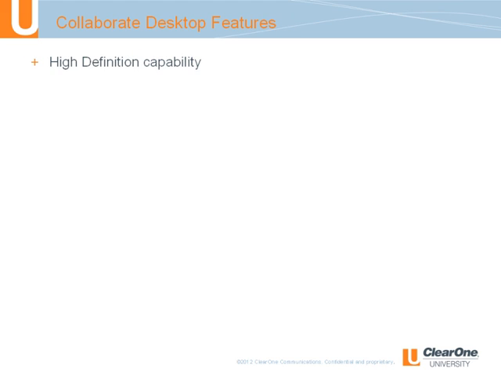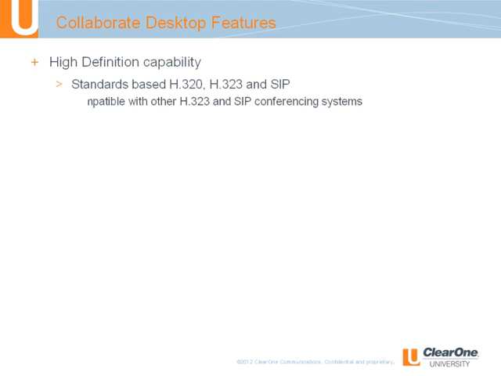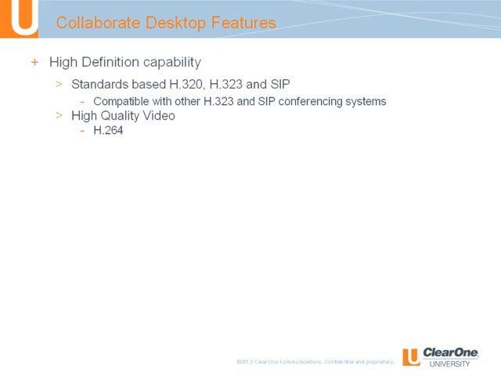The Collaborate desktop is capable of high-definition video images. It works with standards-based protocols H.320 for ISDN, H.323, and SIP. This makes it possible to conference with other non-Clear1 H.323 and SIP endpoints. Both models of Collaborate Desktop are compatible with the H.264 industry standard for compressing video. H.264 is the most commonly used format for distributing high-definition video.